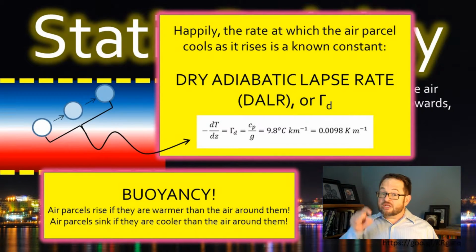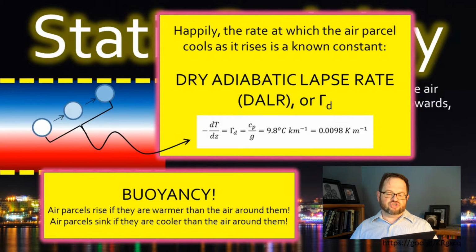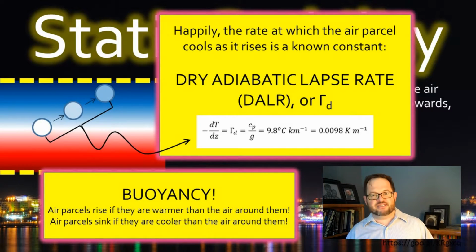In other words, for every kilometer I lift up my air parcel, its temperature should decrease by 9.8 degrees Celsius, effectively 10 degrees Celsius. A lot of times in classes we just assume this number is equal to 10. But it's just a constant, which is so handy. It's astonishing to me that this just works out to a constant.